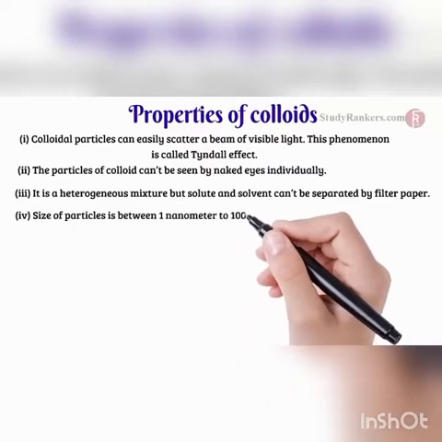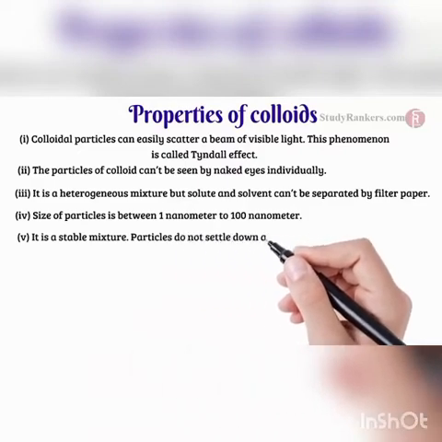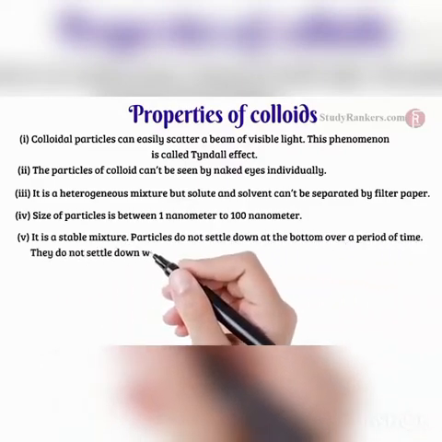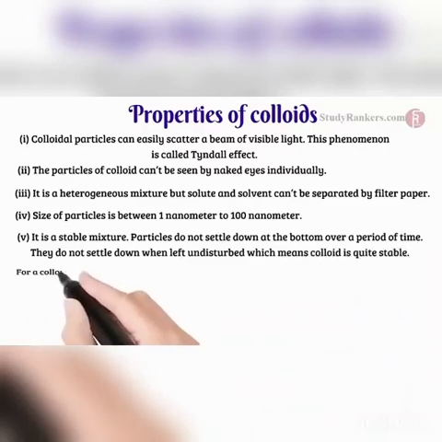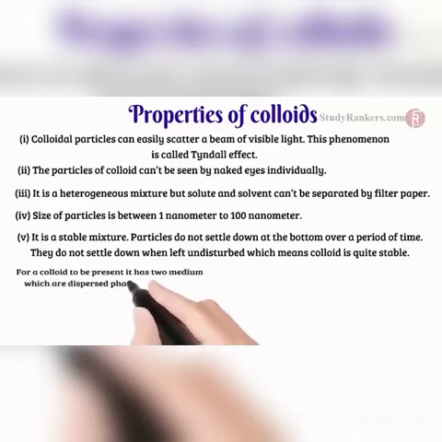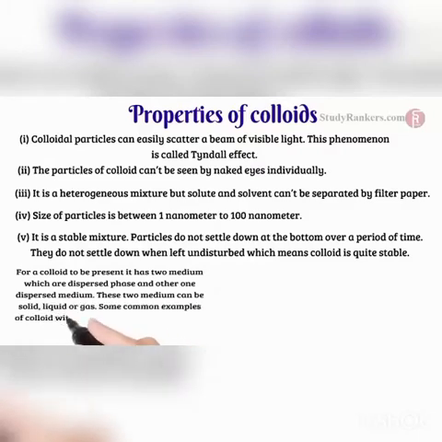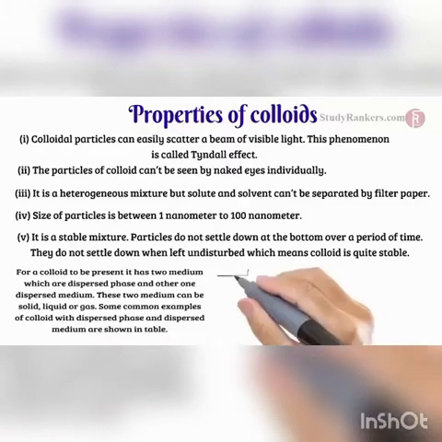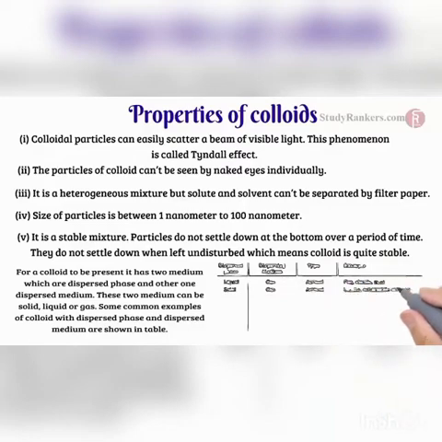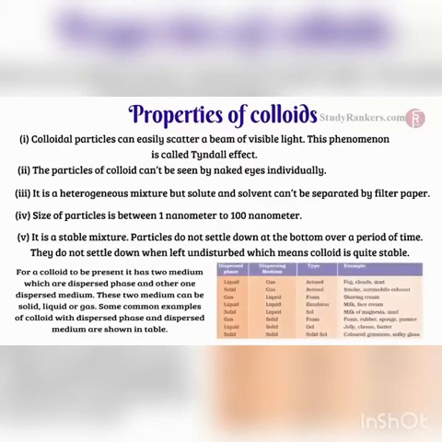It is a stable mixture. Particles do not settle down at the bottom over a period of time. They do not settle down when left undisturbed, which means colloid is quite stable. For a colloid to be present, it has two phases, which are the dispersed phase and the dispersion medium. These two can be solid, liquid or gas. Some common examples of colloids with dispersed phase and dispersion medium are shown in the table.